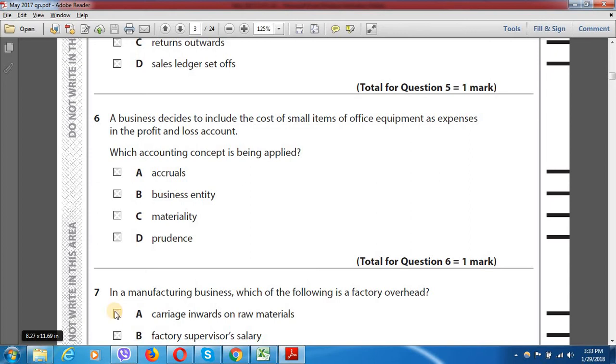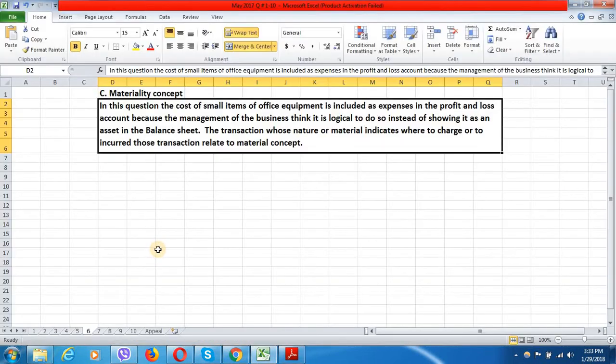Next, number 6. A business decides to include the cost of small items of office equipment as expenses in the profit and loss account. Which accounting concept is being applied? Option A. Accruals. B. Business entity. C. Materiality. D. Prudence. The answer of this question is materiality concept.